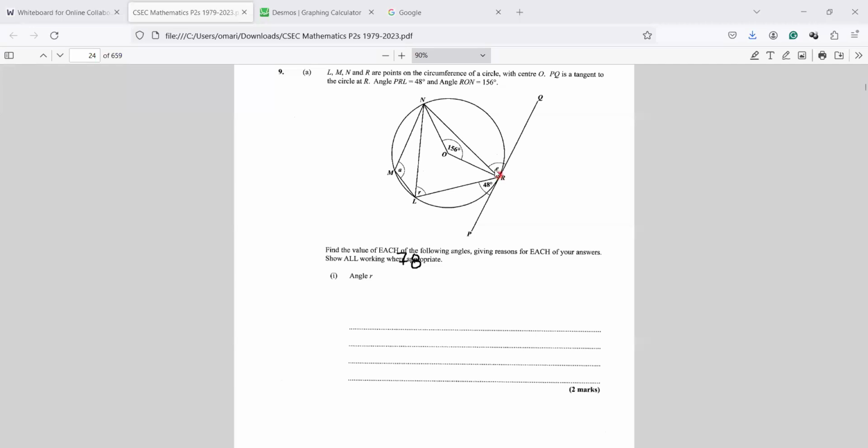subtended by the same chord, NR, but in the opposite or alternating segment. The opposite segment is this segment right here, right? So this angle E is going to be equal to our angle R. And so E is also equal to 78 degrees.